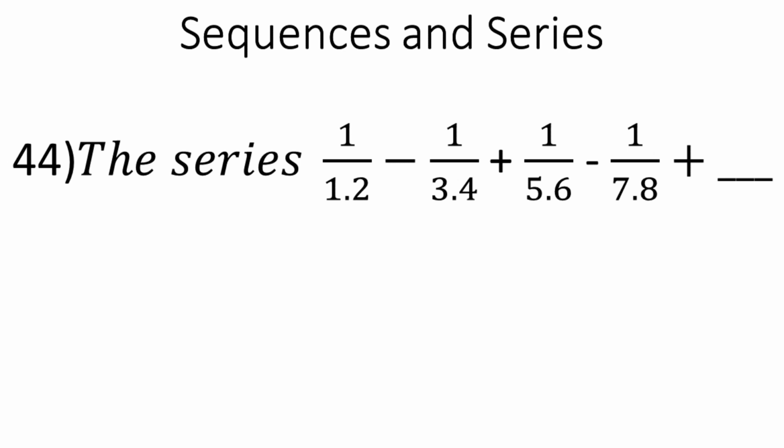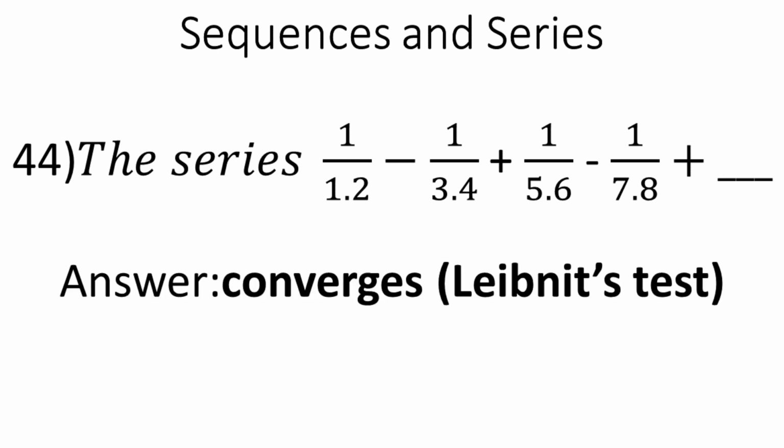So this is an alternating series, and therefore you can first try to write an and verify whether the two conditions are satisfied, that is sequence an monotonic decreasing and limit an equal to 0. The two conditions are satisfied here, therefore the answer is converges by Leibniz test.